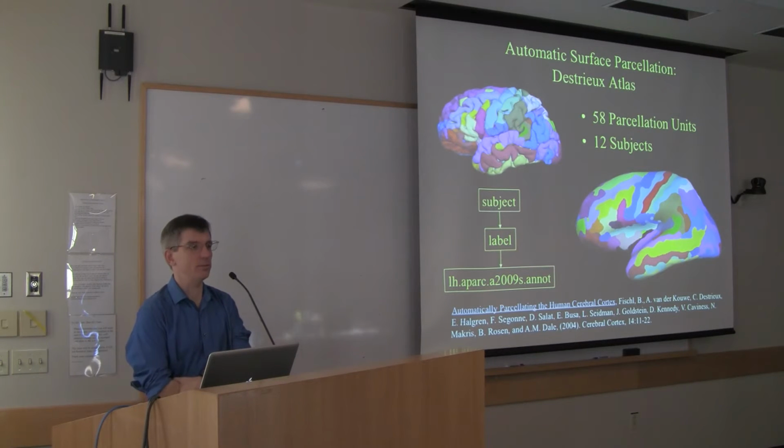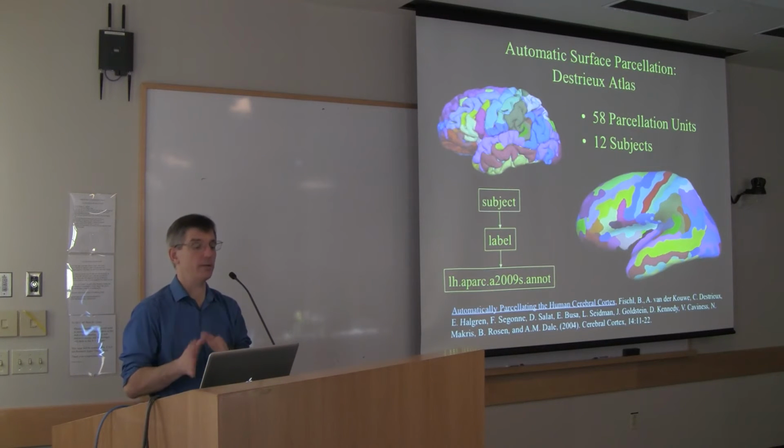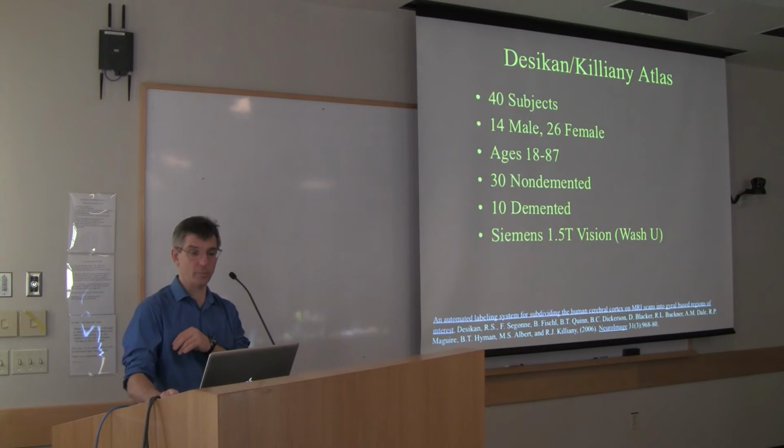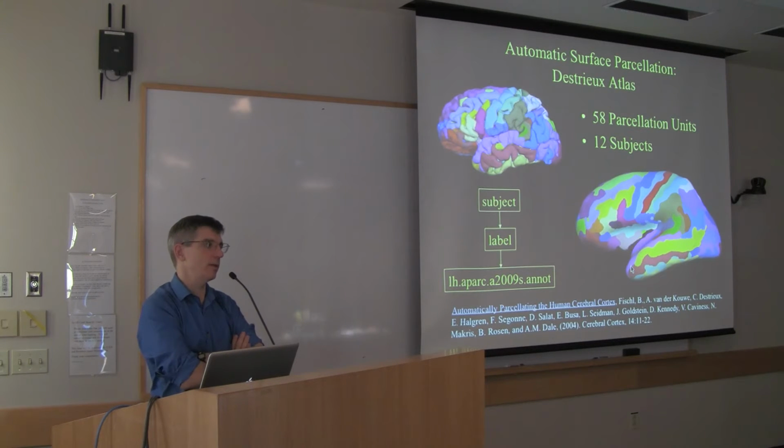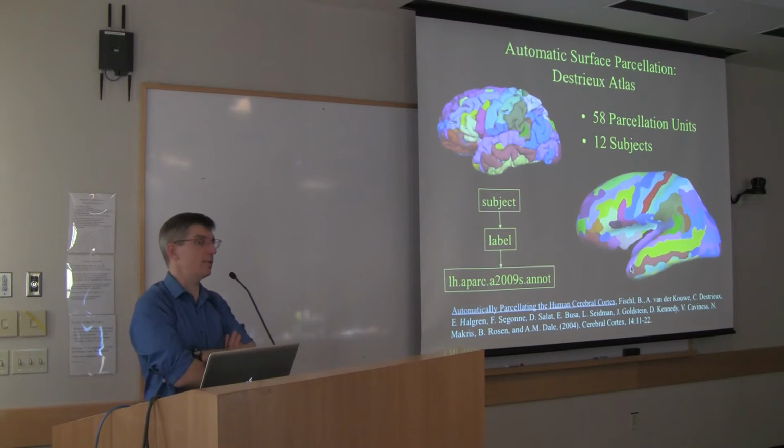So my preference is to use, because you have 58 units in the Destrieux atlas, each unit is going to be much smaller. So if you just look back and forth between these two, you can see that Christophe's parcellation has much smaller units than Desikan's. So that's good because it gives you more detail, but it's also bad because the units are smaller, they might not be as accurate. So you have to keep that in mind.